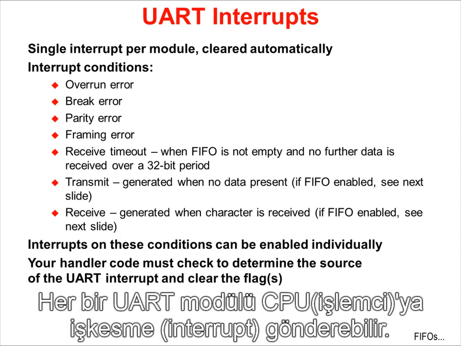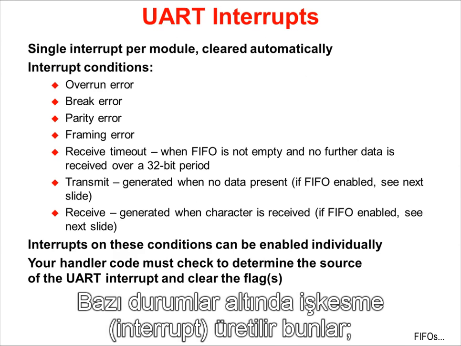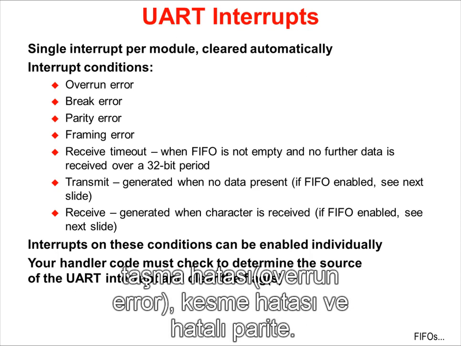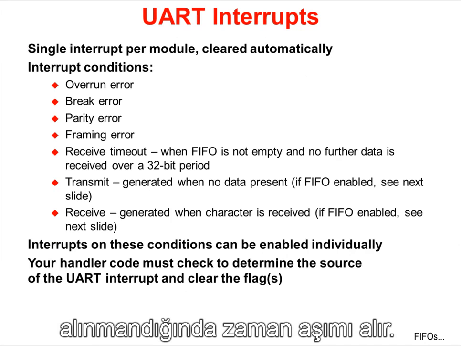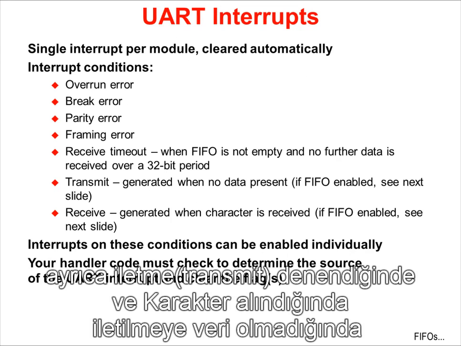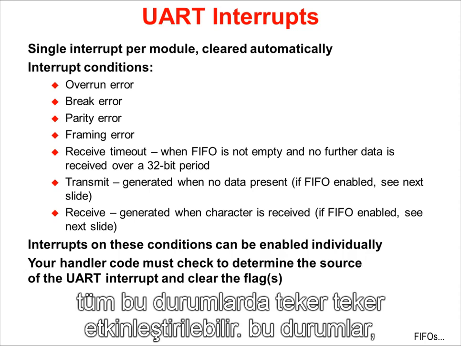Each UART module can provide an interrupt to the CPU. Since this is a single source interrupt, it will be cleared automatically. Conditions under which an interrupt can be generated are an overrun error, a break error, an incorrect parity, a framing error, a receive timeout when the FIFO is not empty and no data is received during 32-bit times, when a transmit is attempted and no data is present to be transmitted, and when a character is received. Interrupts on all these conditions can be enabled individually.